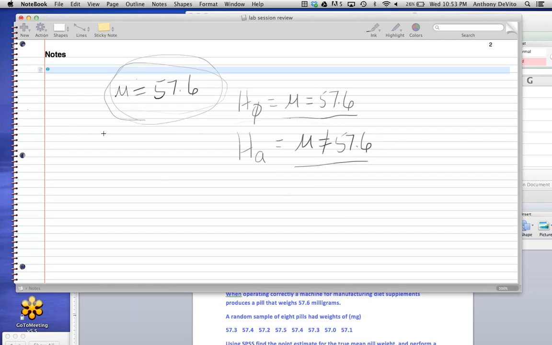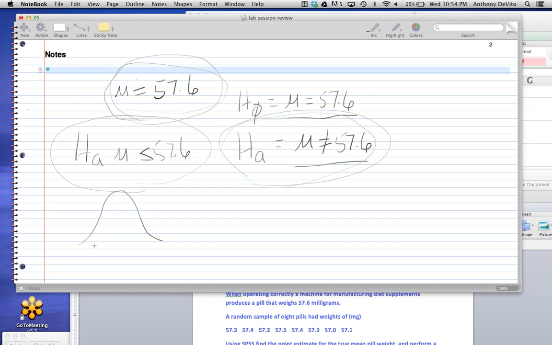Now, if we were looking at a single-sided hypothesis, let's say I wanted to argue that that guy's pills, this expensive supplement, are shorting us. I don't care that they're more, but I want to prove that they're less. Mu is less than, or equal to or less than, 57.6. That would be a one-sided alternative hypothesis. This is a two-sided alternative hypothesis. A two-sided alternative hypothesis is more rigorous than a one-sided alternative hypothesis.